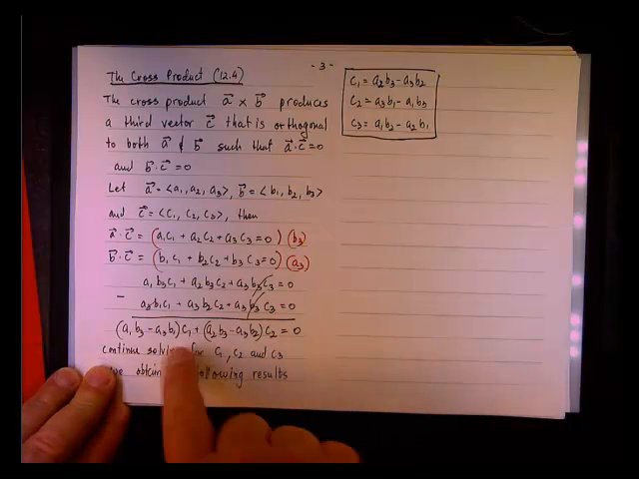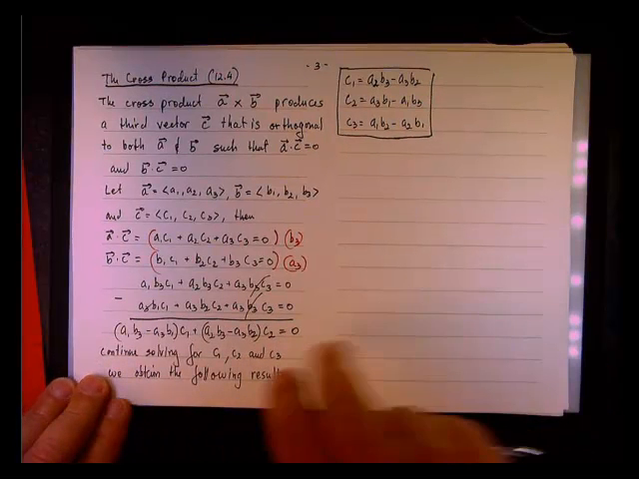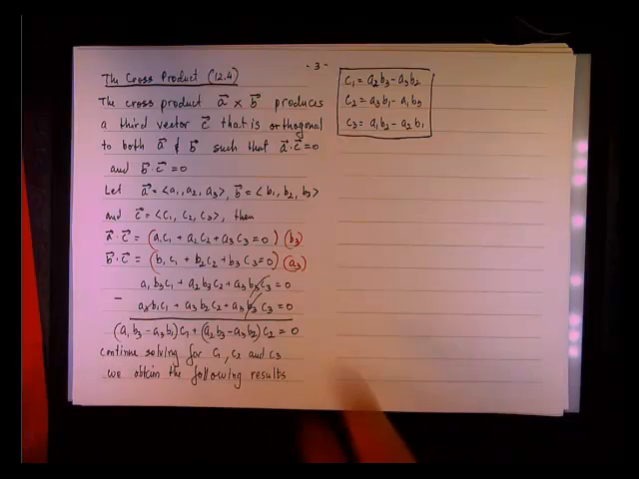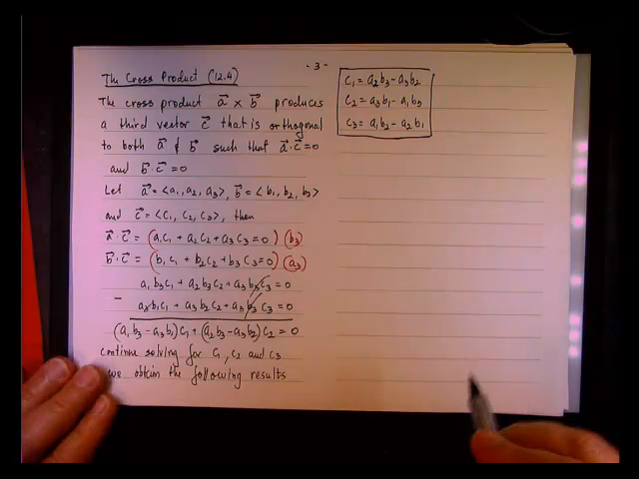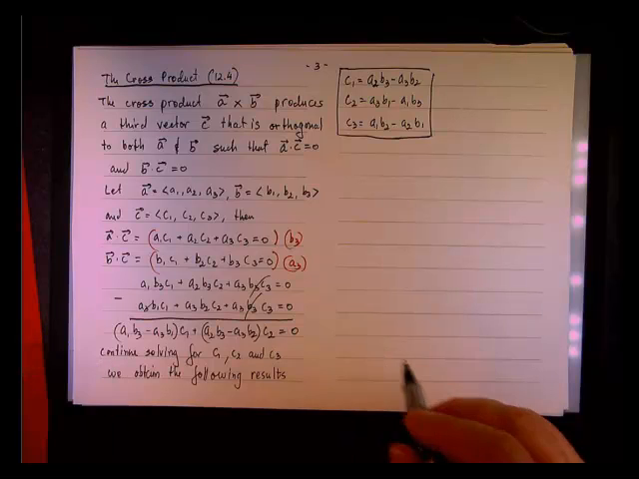Wait, didn't we get rid of C3 in that elimination? Yeah, but we still need to solve for it. So we continue to do some algebra here, and we're going to express C2 in terms of C1 until we solve it. Okay. So the vector C, we end up having the following.